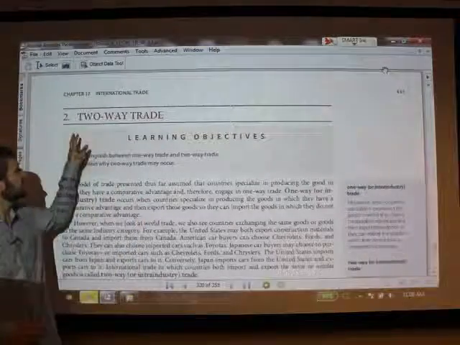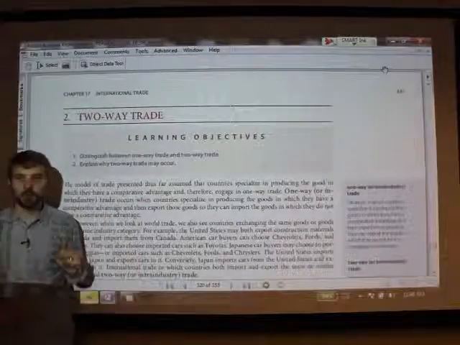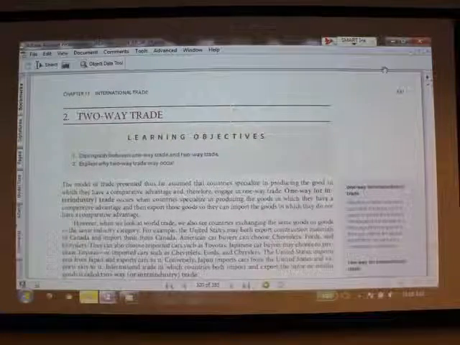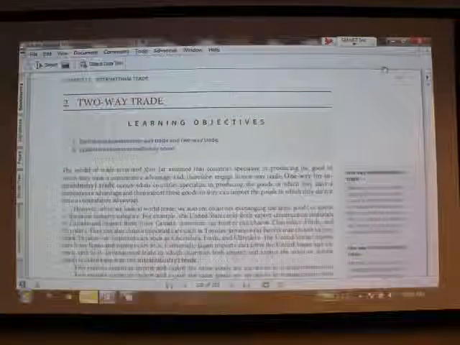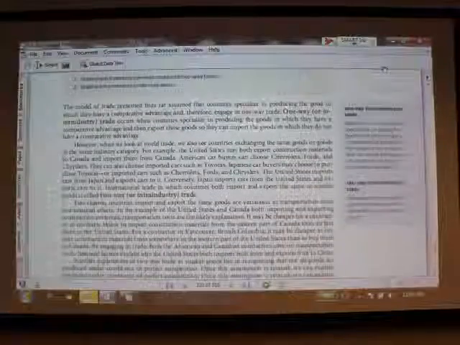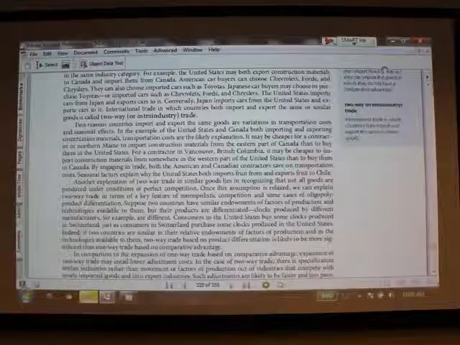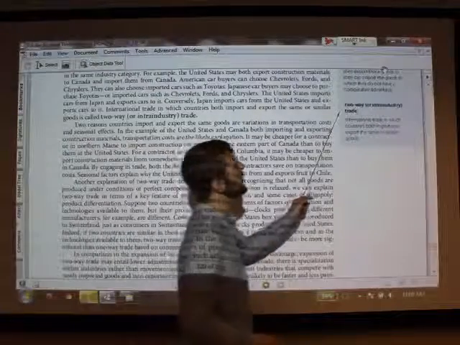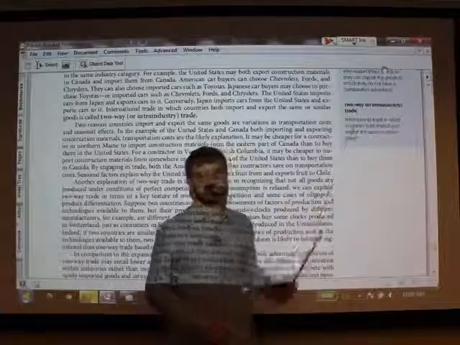Chapter 17, Section 2, called Two-Way Trade. I think it's the shortest section in the entire book. The whole section is only 6 paragraphs, and the reason for it is to describe this phenomenon of two-way or intra-industry trade.